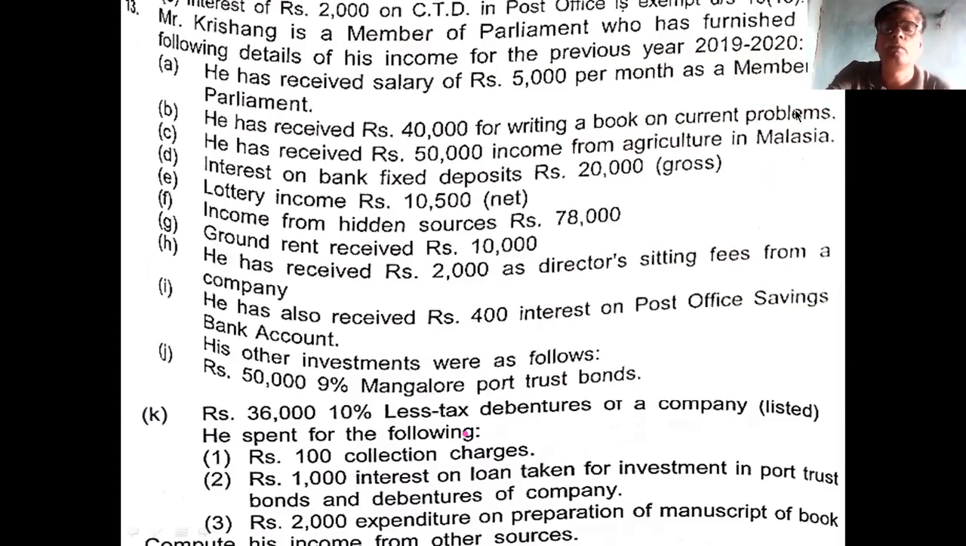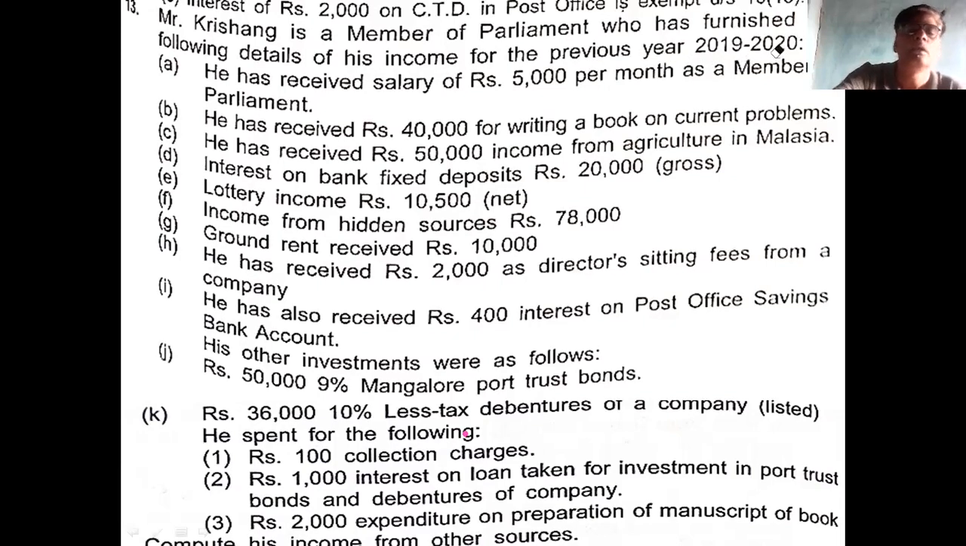In the 13th problem, Mr. Krishanga is a member of parliament. Remember, he is a member of parliament. He furnishes the following details of income for the previous year 1920.